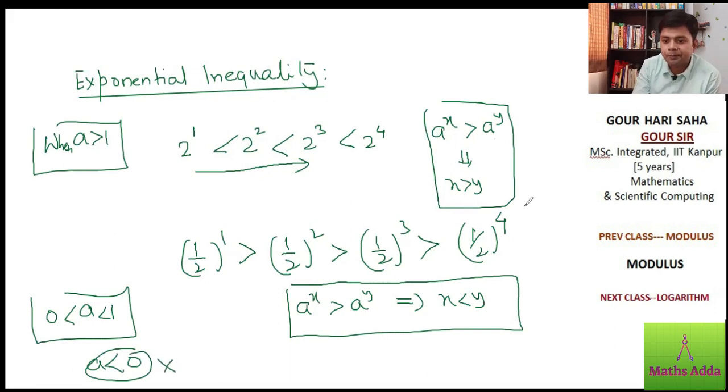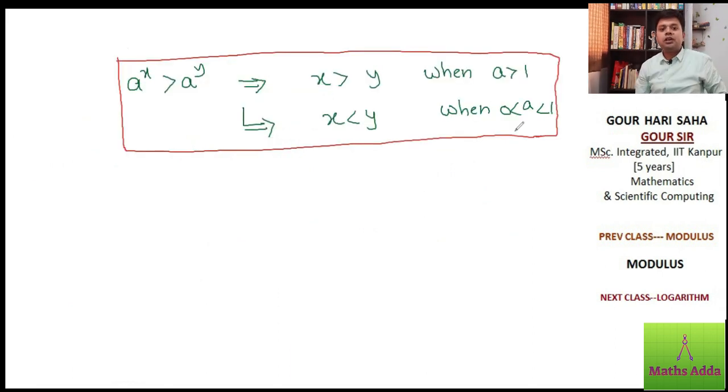So now let's write the formula. This is the formula. A to the power x greater than a to the power y means x will be more than y when base is more than 1. This means when you see base is more than 1, just remove this a and get the answer. But when a is between 0 to 1, when you remove this, the sign changes.